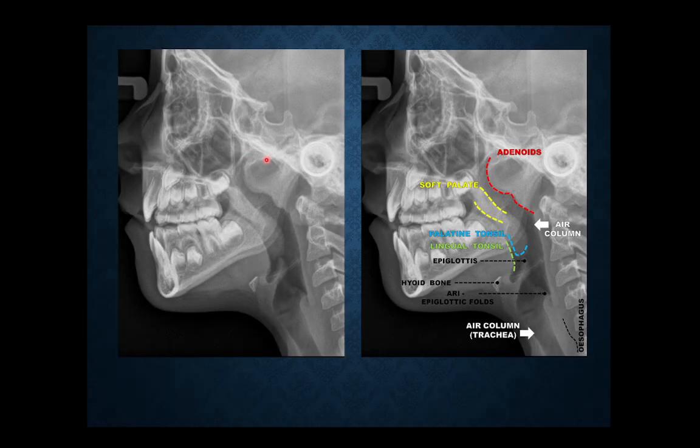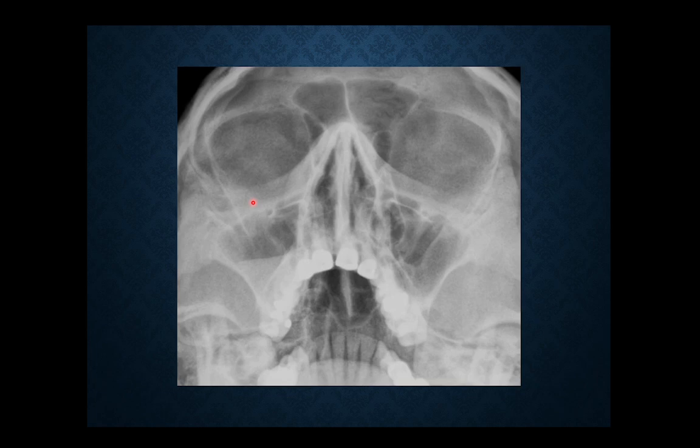Okay, so this image is the lateral view of the nasopharynx. What we can see here is enlarged adenoids, and it is causing narrowing of the nasopharynx. This one is the palatine tonsils, and this one is the lingual tonsils. So enlarged tonsils as well as enlarged adenoids cause narrowing of the nasopharynx. Okay, so can anybody tell me about this diagnosis?